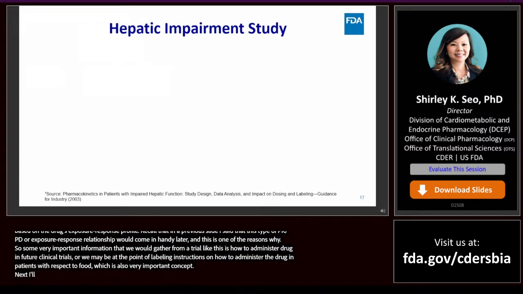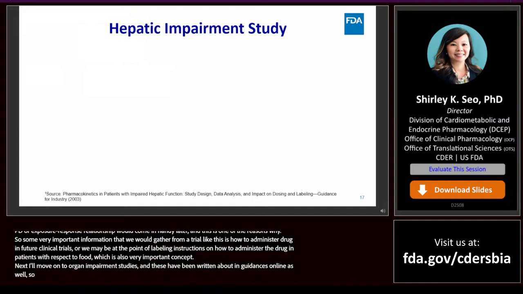Next, I'll move on to organ impairment studies, and these have been written about in guidances online as well. So I won't go into a lot of detail about them, but what I will talk about is when these studies are important to conduct.